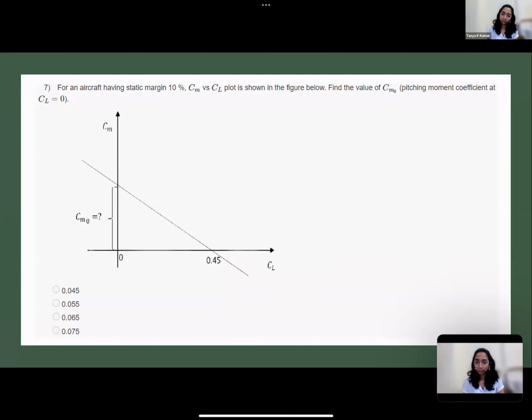So they've given you static margin and they've asked you to find out CM naught. And they've given you a graph. How would we proceed with this? They've given you static margin as 10%. So that's 1. What is static margin?